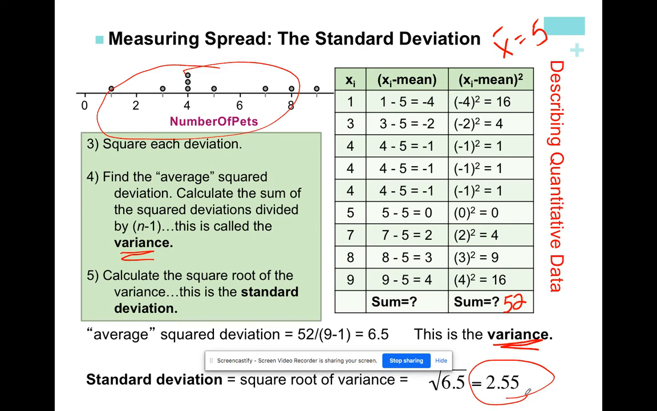And 2.55, that's a pretty big standard deviation when we think about it in terms of pets, because you're talking about 2.5 pets. But we can see here that this is pretty spread out. We do have a lot of variation in this dot plot.